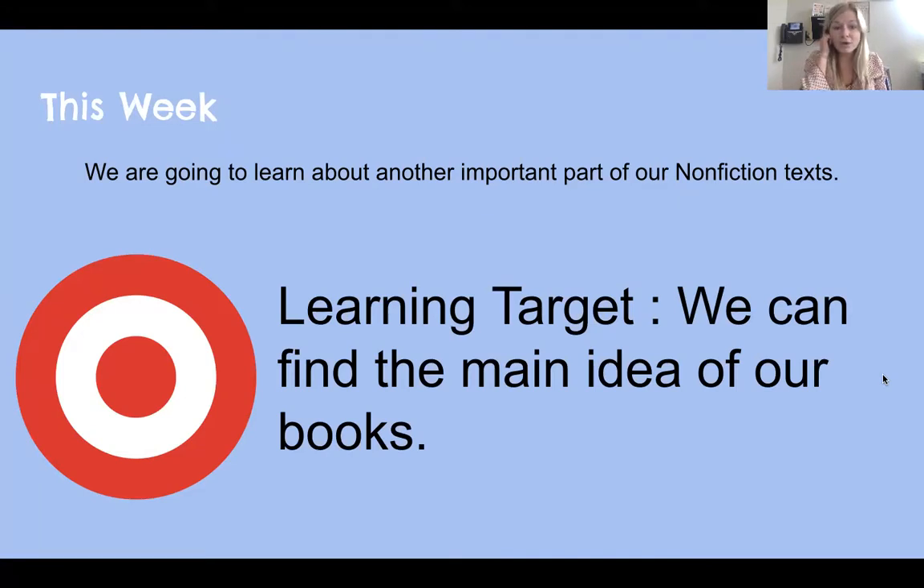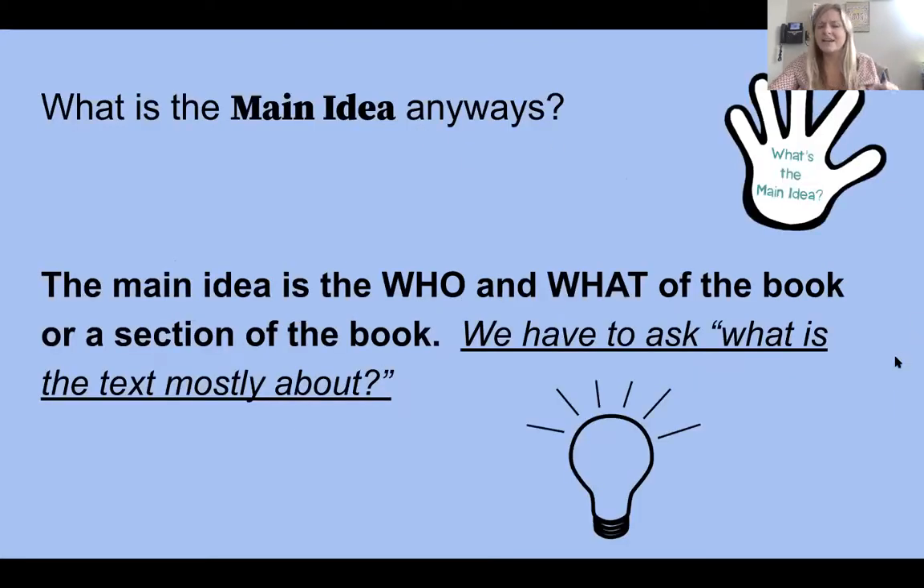The fun thing is that those text features that you learned about last week can help you figure out and help you understand what the main idea is. We'll talk more about that later. So what is the main idea anyways? The main idea is the who and the what of the book or a section of the book. We have to ask, what is the text mostly about? So the main idea is what the book is mostly about. And how you understand what the book is mostly about is by thinking, who is the main topic of this book and what are they doing?